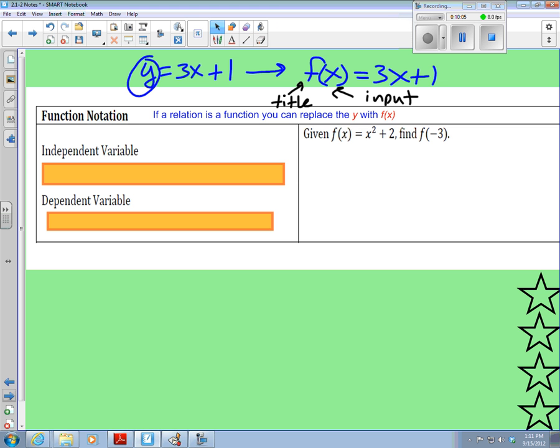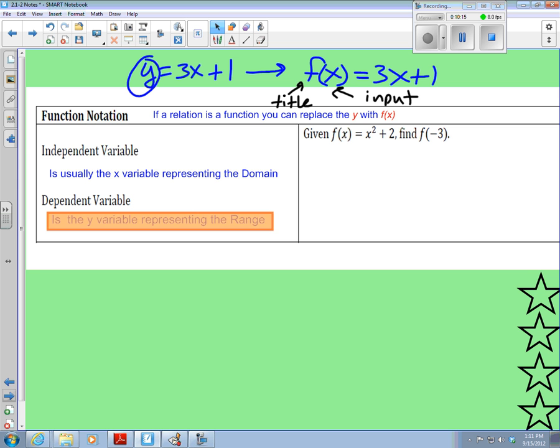When we talk about independent and dependent variables, x is usually the variable representing the domain. That is your independent variable. And your dependent variable, and this is just the y, representing the range. So your domain is the independent variable. Your range is a dependent variable when we're working with functions. And we're going to evaluate some functions here.